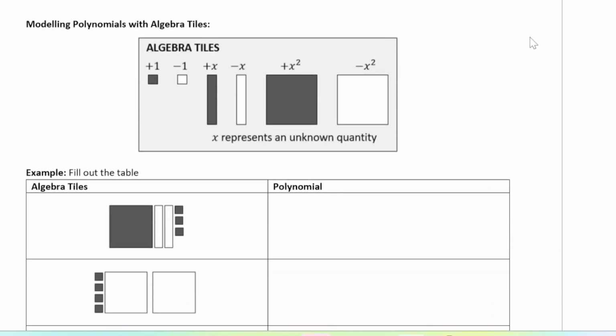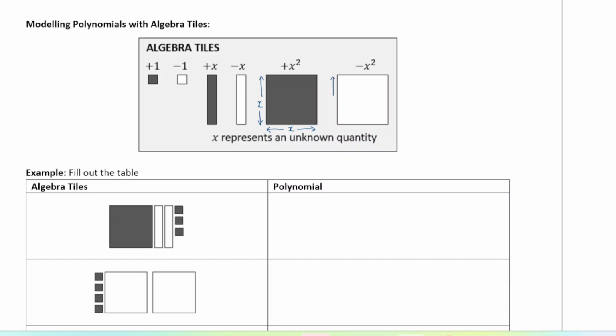Let's move on to representing polynomials in different ways. Oftentimes we use pictures or visuals to help us understand the different types of terms we can have in a polynomial. So we use these smaller squares to represent 1 and -1. If it's colored in, it's going to be a +1, and if it's empty or not colored in, it's going to be -1. And then we have these x tiles, and then we have x squared, which will have a length of x along each side. So the area of those would be x times x, or x squared.